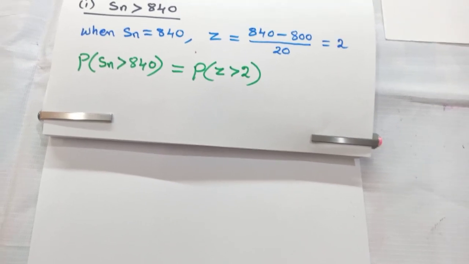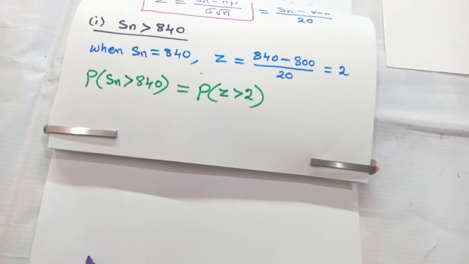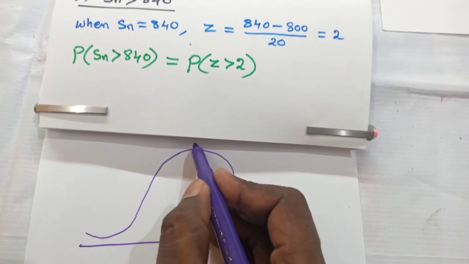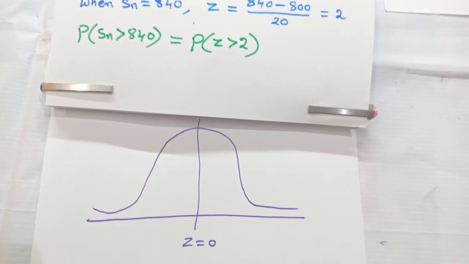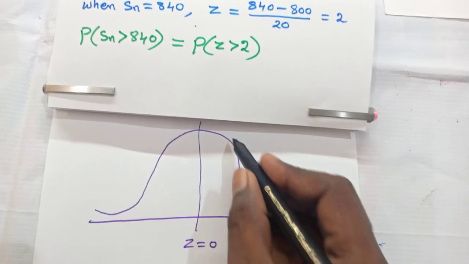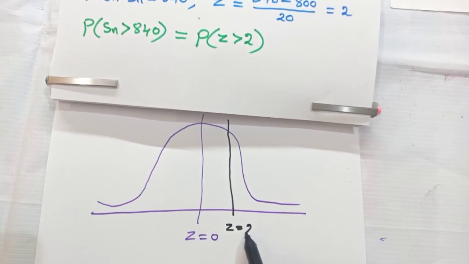So for this I am going to draw a normal distribution diagram. So this is the normal curve. This is Z equal to 0. Here they are given Z equal to 2, so 2 is on this side. So this is Z equal to 2.